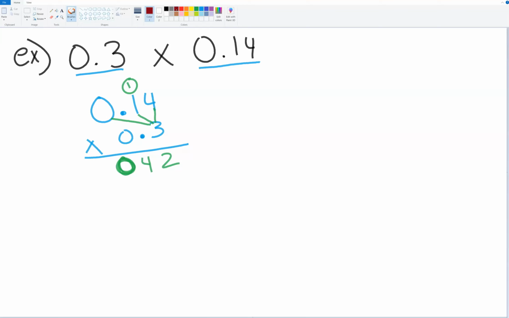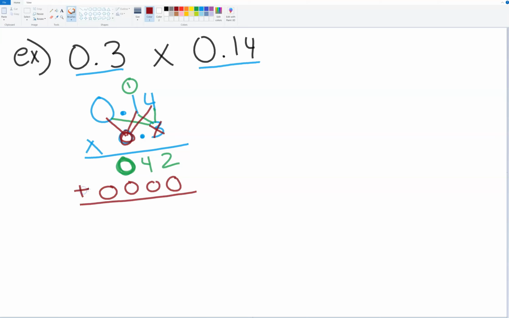All right, so then we always start with a 0 because we are done with this number, and now we're going to multiply this number. So 0 times 4 is 0. 0 times 1 is 0, and 0 times 0 is 0.